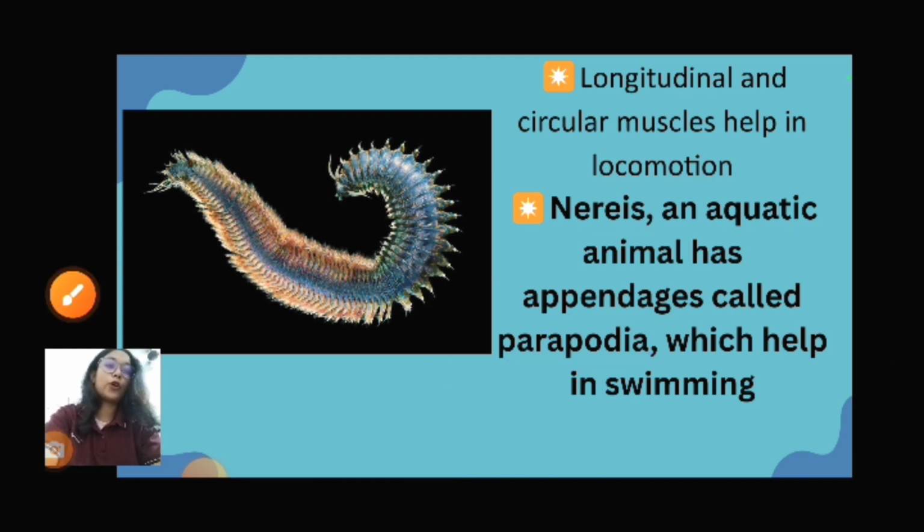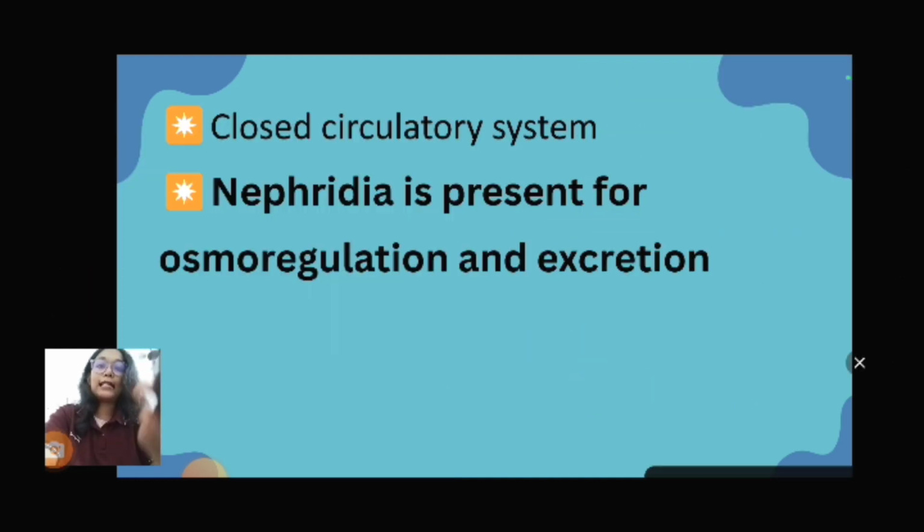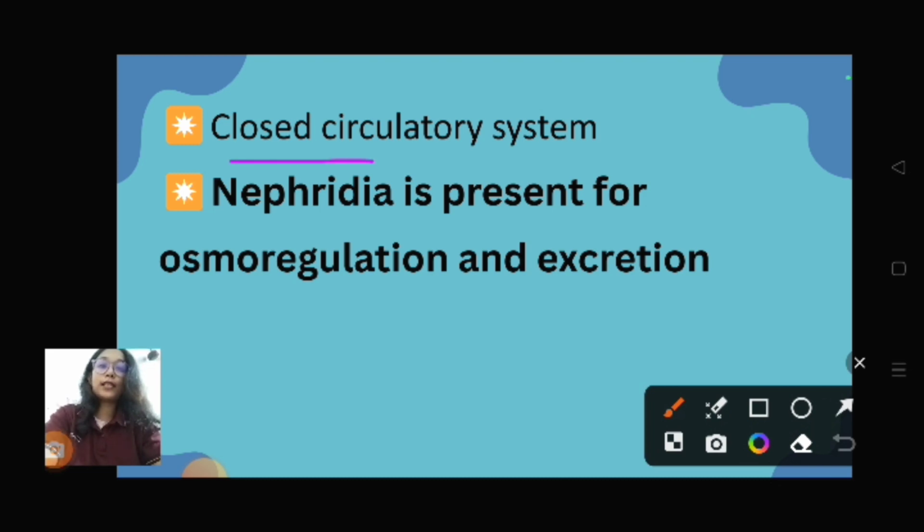Okay, then moving on to the next slide. It is saying that they are having a closed circulatory system. The circulatory system is closed type.